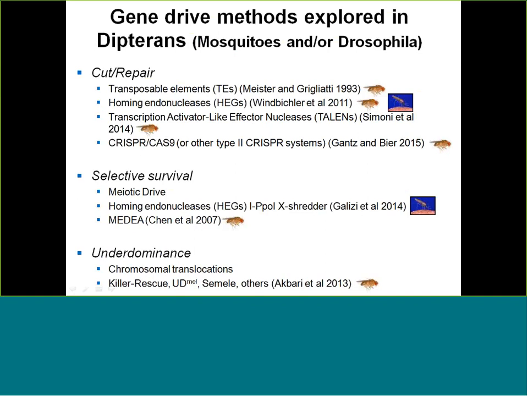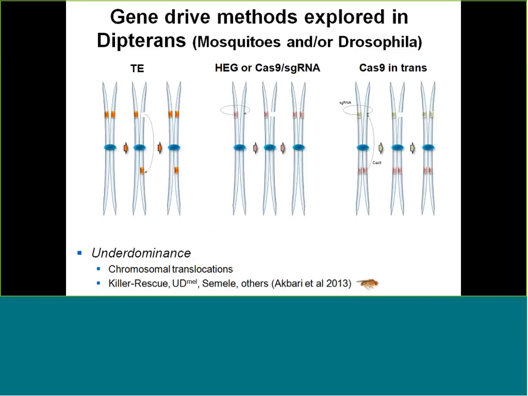And then separate categories that don't rely on host repair processes for propagation, which I'm calling selective survival. So these are things like meiotic drive, X-shredder versions of homing endonucleases that don't replicate themselves but just destroy chromosomes, maternal effect dominant embryonic arrest, or MEDEA, and then various underdominant approaches that Fred alluded to earlier. And just a little icon of where these have actually been successfully demonstrated, mostly in flies, but a few through Austin Burt and Andrea Crisanti's group in Anopheles mosquitoes.